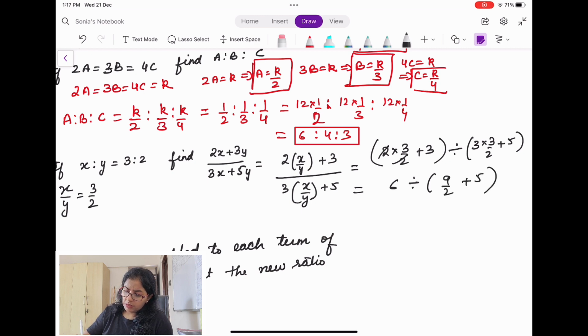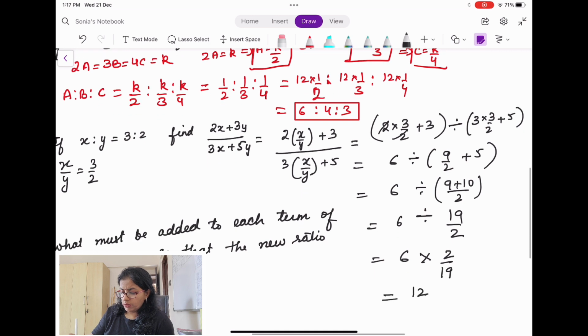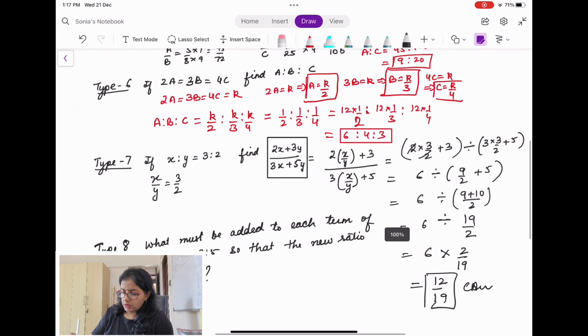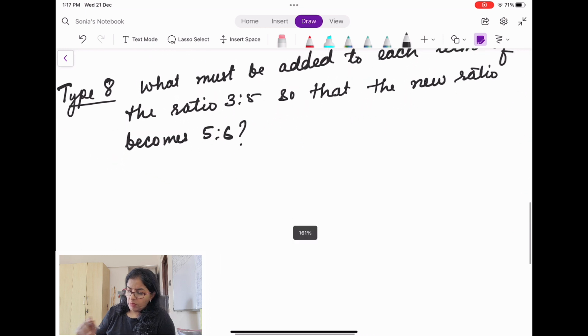So, this gets cancelled. It is 6 divided by, this is 9 by 2 plus 2. 6 divided by 9 plus 4 upon 2, which becomes 6 divided by 13 by 2, which becomes 6 multiplied by 2 by 13, which is equal to 12 upon 13. So we get the answer.